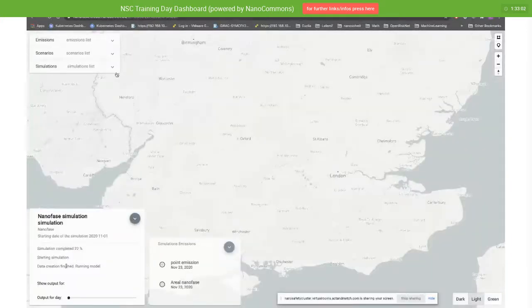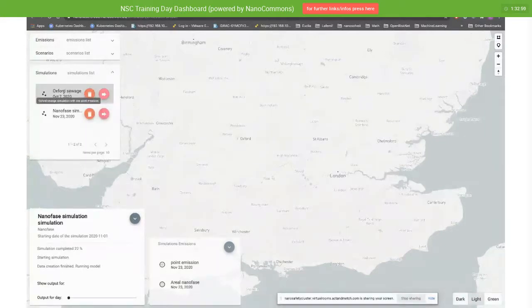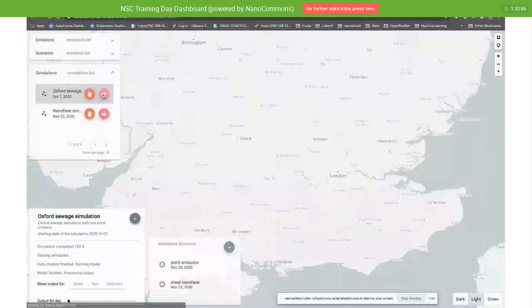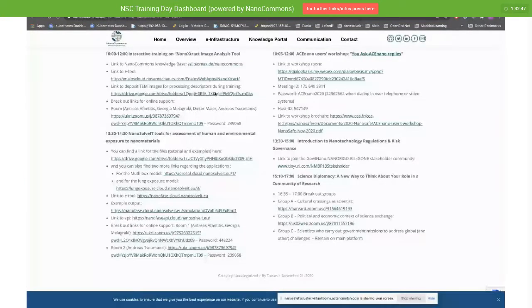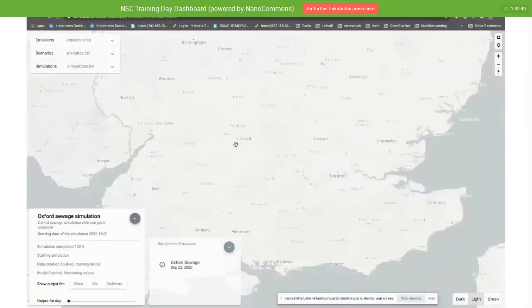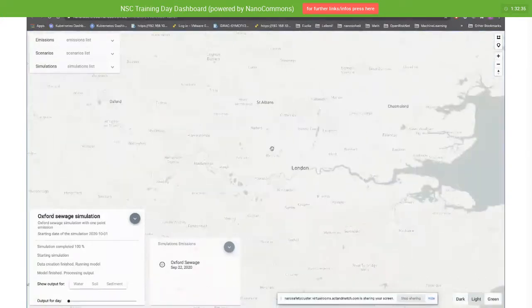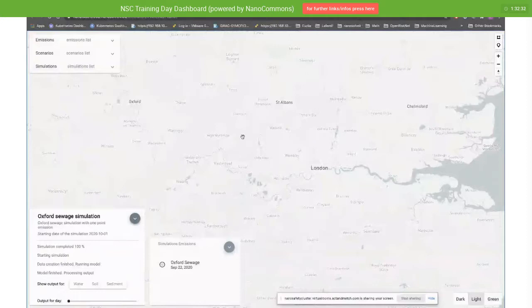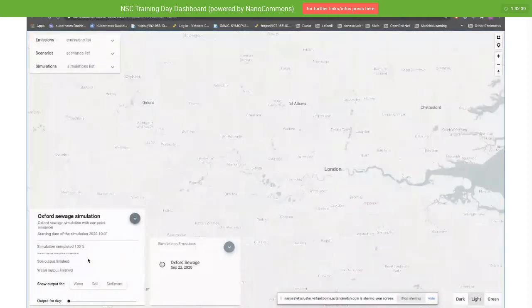For the demonstration, we have created a simulation, and every simulation has its own URL. So this URL is also shared with you through the dashboard, and by clicking, one can see the outputs of a simulation. So the outputs are grouped into 3 categories.